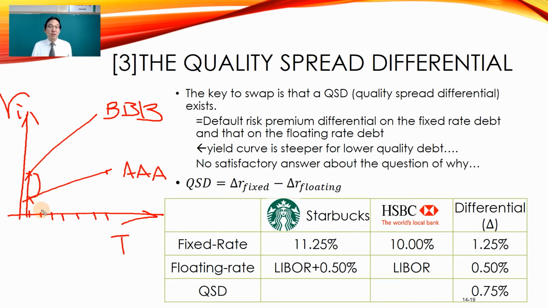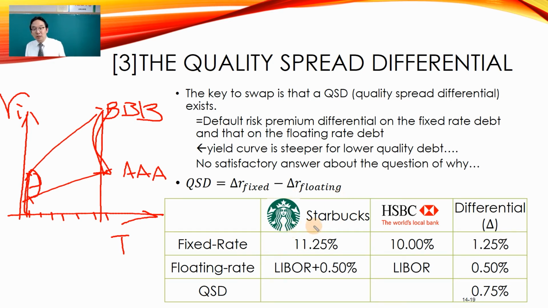This is a credit spread. At the lower maturity range, the differential is not that big, whereas at the longer maturity, the difference over here is bigger compared to this one. That one is bigger in the longer maturity. The differential is represented with this delta sign, this difference. So QSD is defined as fixed rate differential minus floating rate differential.